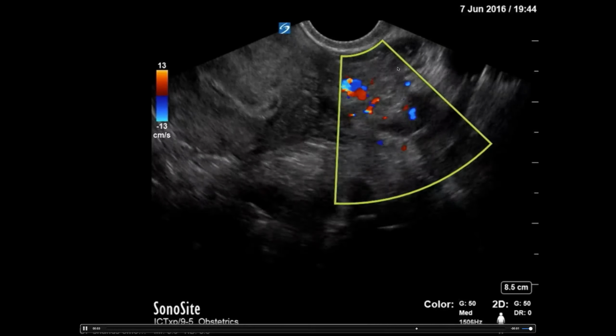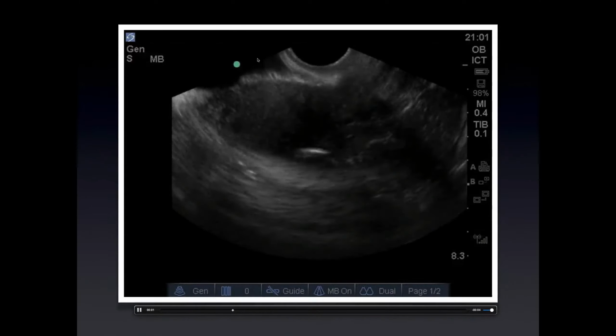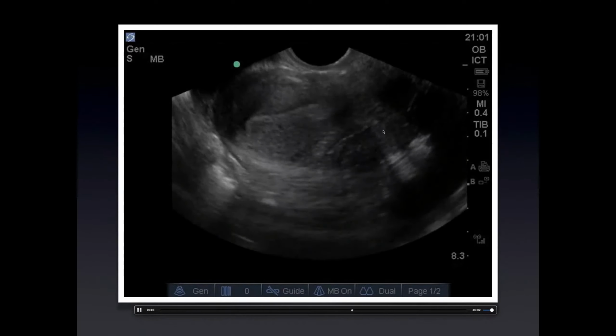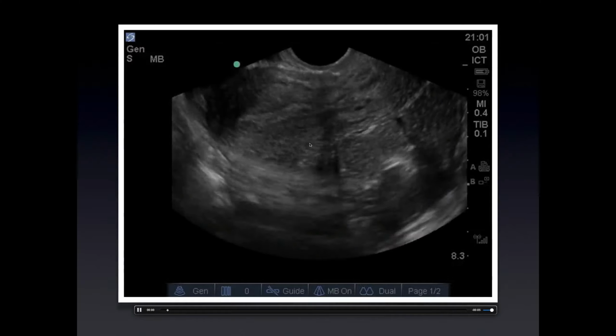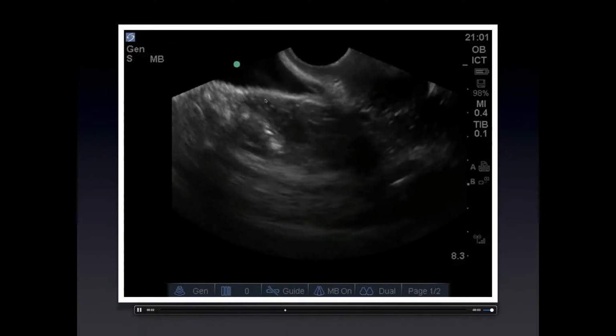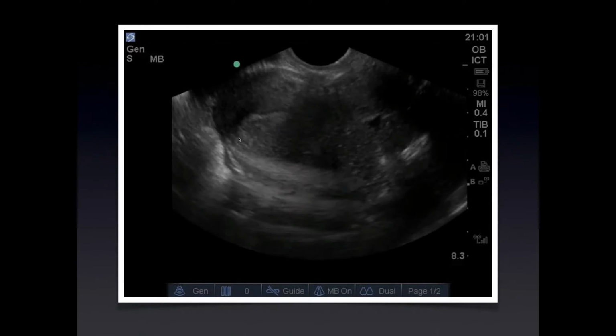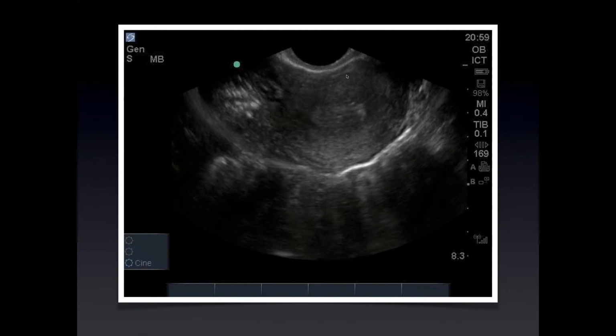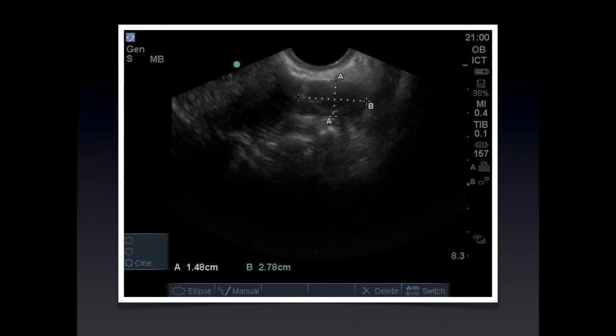Here's another sweep through uterus, bladder, fundus, cervical connection. It appears empty. There's no fluid in the posterior cul-de-sac, no fluid in the anterior cul-de-sac. Here's a coronal view of the same. No free fluid here, no free fluid there.